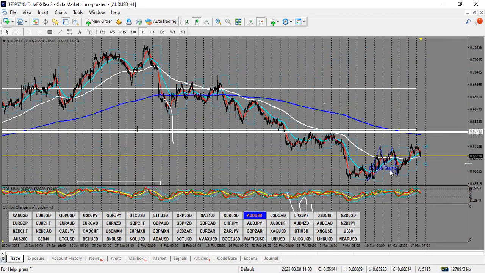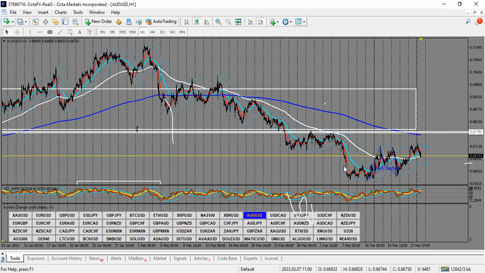Maybe GU also wants to move in this direction and then follow AU to buy. I'm just watching. It's not like I'm taking any trades. I'm just watching the movement.